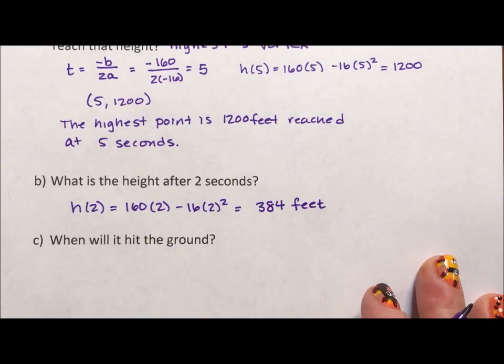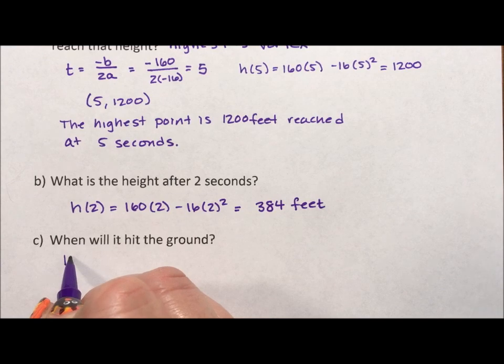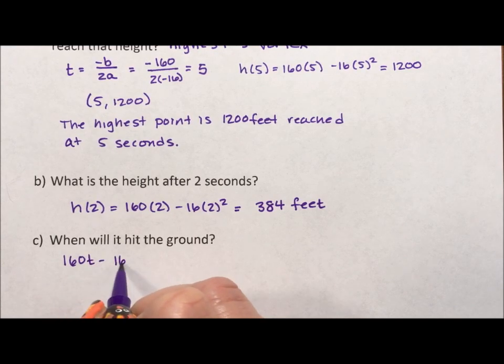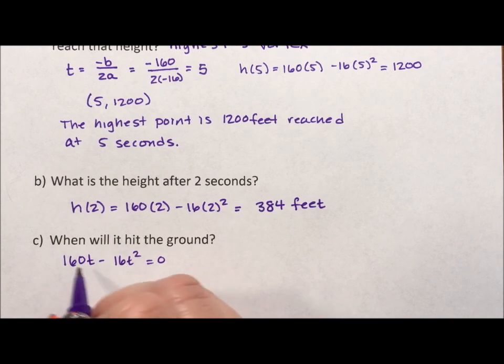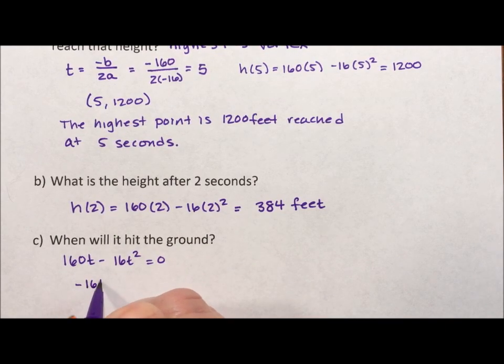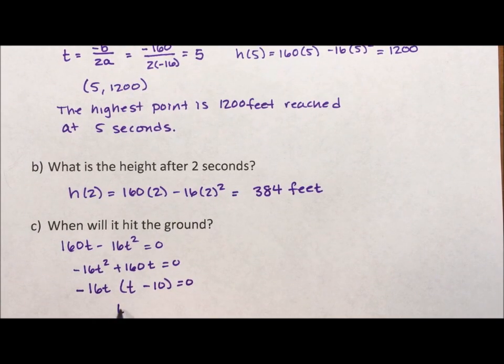Then it says, when will it hit the ground? So when will it hit the ground? When is the height 0? When is 160t minus 16t squared equal to 0? I'm going to write this backwards: negative 16t squared plus 160t equals 0. Then I'm going to factor out a negative 16t. That'll leave me with t minus 10. And now I see that my two solutions are t equals 0 and 10.